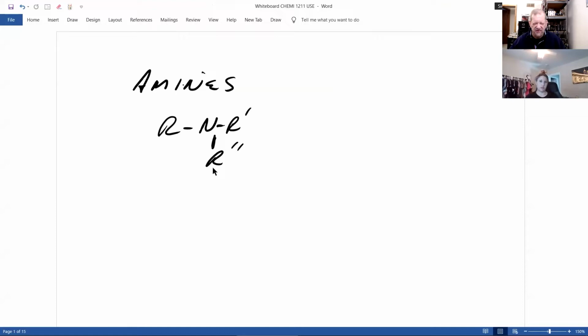And amines have this form. Remember, nitrogen normally has 3 bonds, and here our prime and our double prime can be hydrogens. So you could have a primary amine, secondary amine, tertiary amine, which I'll never ask you about. Then I also talked about the common nomenclature, which you should know.